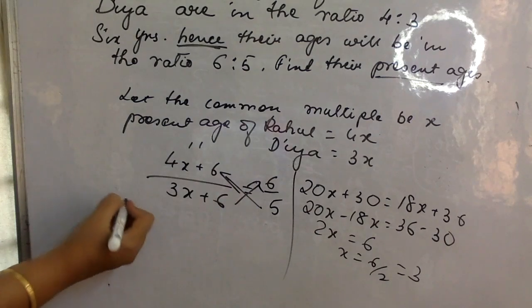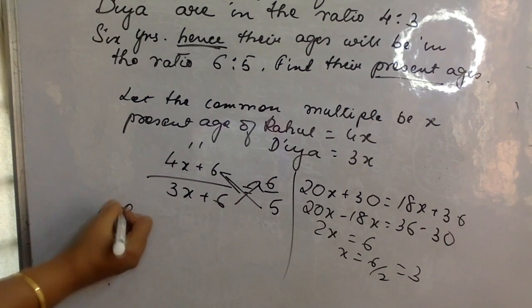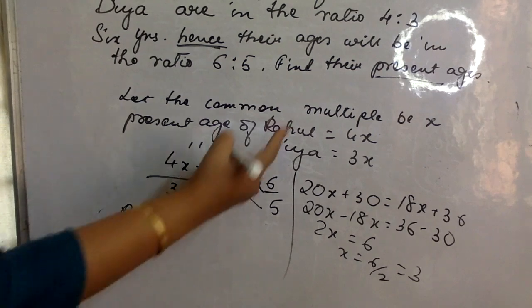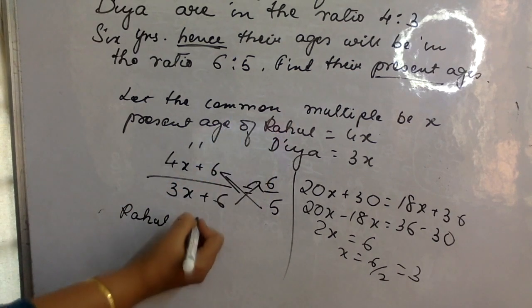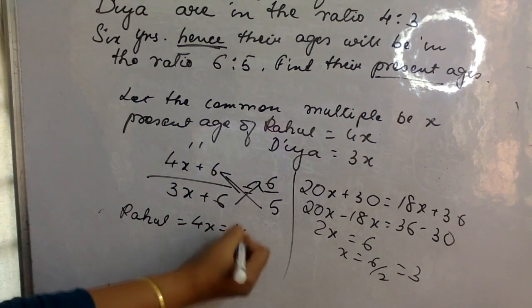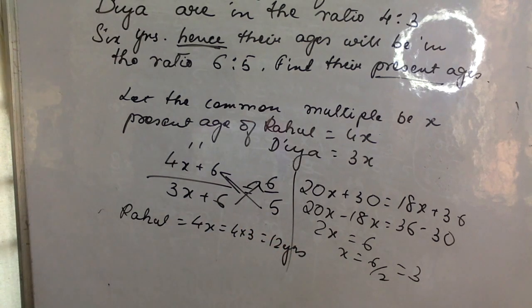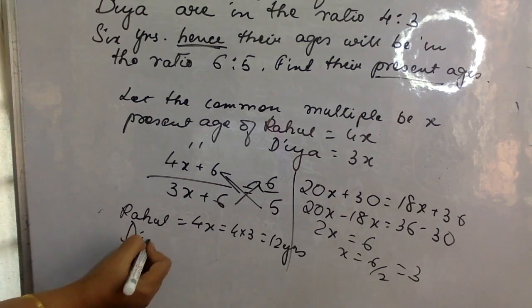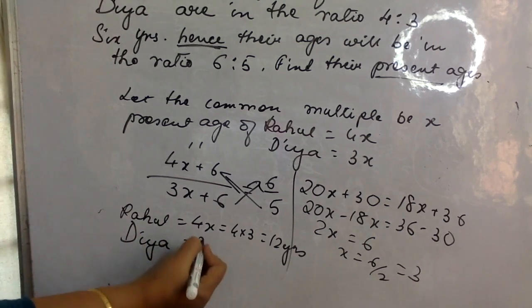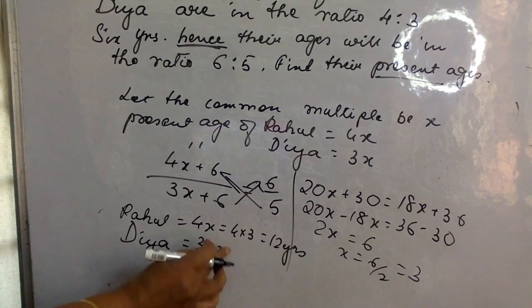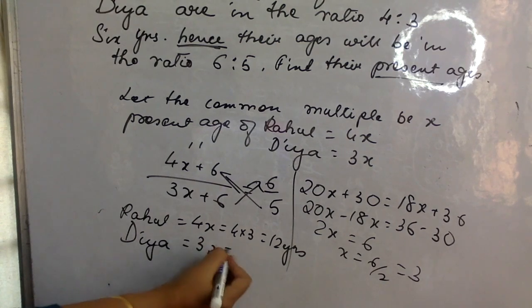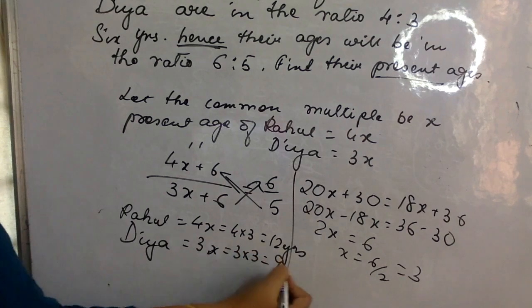Therefore, the present age of Rahul is going to be 4 into 3, that is 4x, which is 4 into 3, which is 12 years. Okay, so that is 12 years. And Diya's present age is 3 into 3x, which is 3 into 3, which is 9 years.